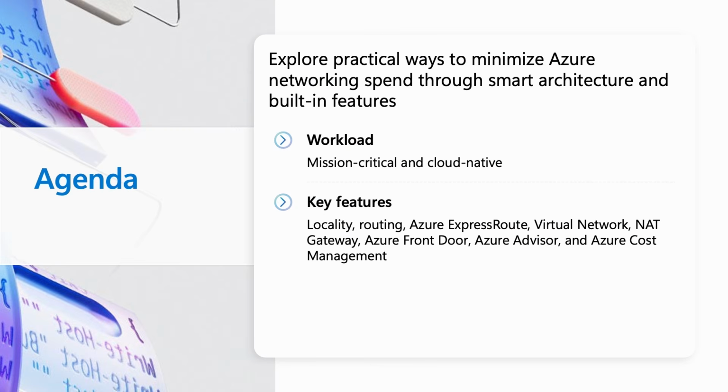Designing for locality, optimizing routing, and using Azure's built-in tools to monitor and manage traffic makes network expenses predictable and operations more efficient. This video covers practical ways to reduce Azure networking costs through smart architecture and built-in features. We'll outline cost factors and present strategies and tools for building scalable, efficient networks without overspending.